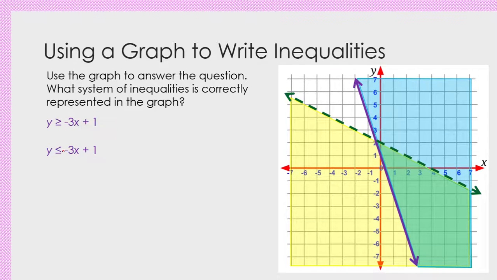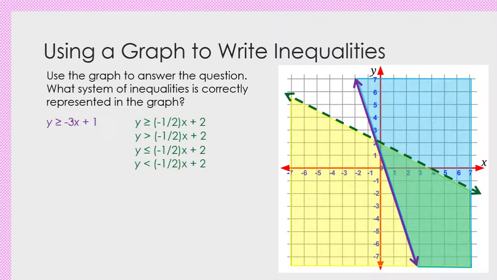And now we need to focus on the shading region. So here, with the purple line, the shaded region is the blue sections, or green because of the overlap, but that right there is a greater than symbol because we shaded above the line. So because of that, the less than or equal to symbol disappears. So the correct inequality for the purple line and the shaded region is y is greater than or equal to negative 3x plus 1.